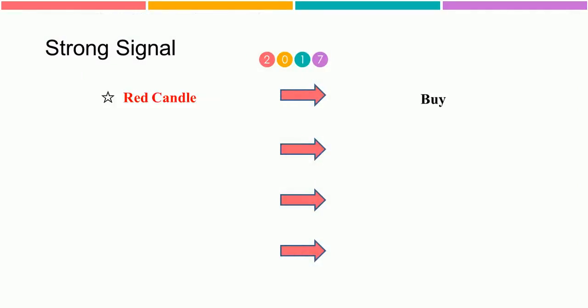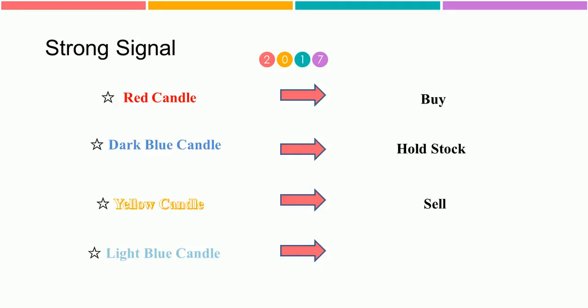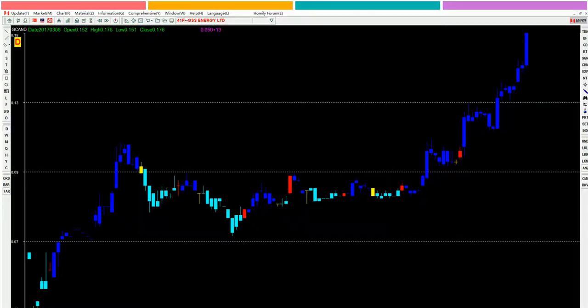Next, the strong signal. We can see the 4-color candlestick. The red candlestick is the buy point. The dark blue candlestick means you can hold your stocks. The yellow candle means sell point. The light blue candle means you should hold money. Okay, so this is the strong signal.